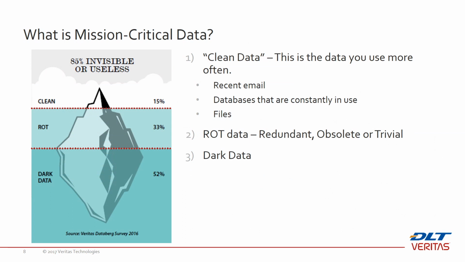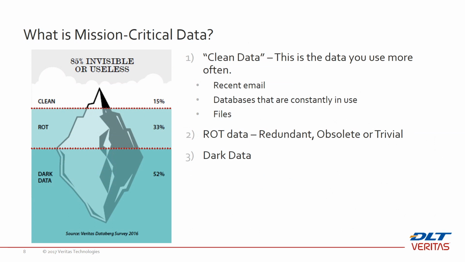What is mission-critical data? To understand the nuances of the data your agency has in its vaults, it's important to understand that the data falls into 3 categories. Number 1, clean data. This is the data you use most often. It could be recent email, databases that are constantly in use, or files that are accessed and updated throughout the business day. Typically, it's also the newest data. Bottom line, your clean data is also your most critical.